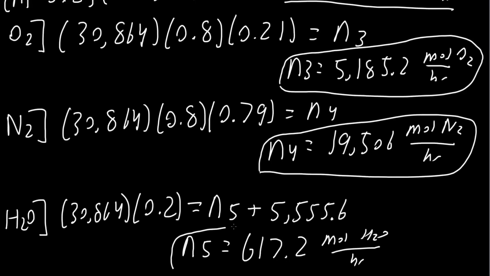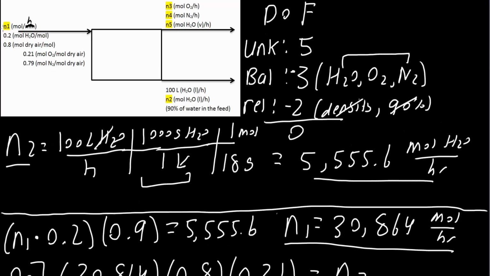If you want, you can even check. If we scroll up, we can check: if we add N3, N4, N5, and N2, that would give us N1. That's why this is very important, and why we could have replaced one of these with a total mole balance. But we can't just say this plus total mole. That wouldn't work. And that's all we need to do for this problem.